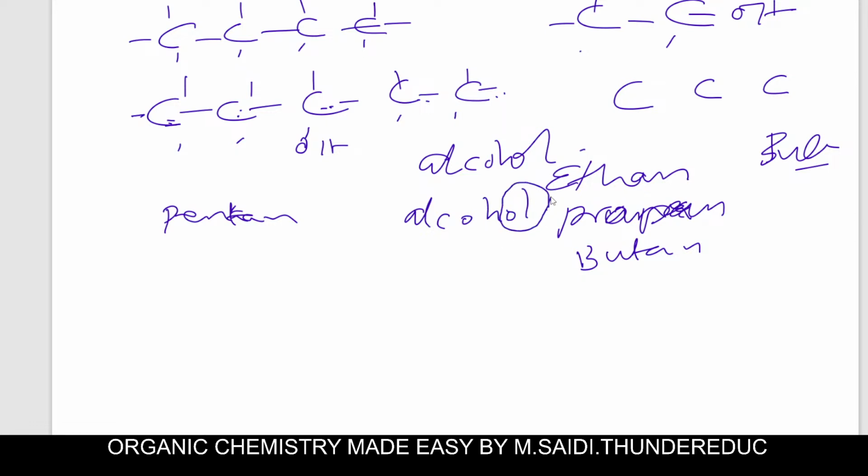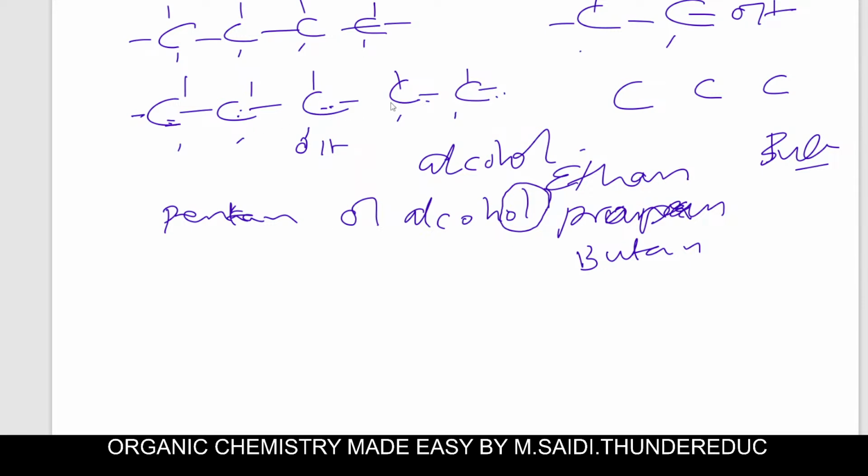Remember I told you that the last letters, in most cases, determine the functional group. So alcohols is this, OL. So it becomes OL, so it becomes pentanol. But I need to know the position of the functional group.